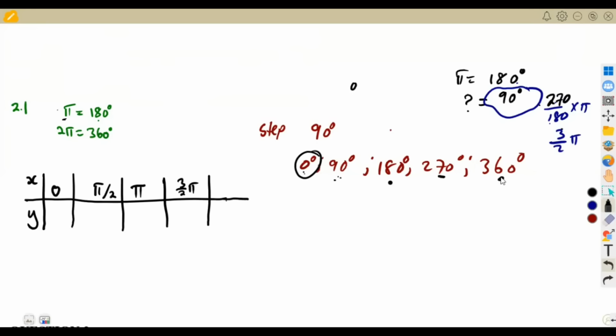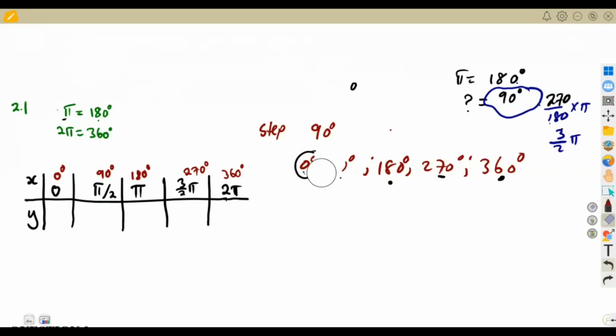Then we move on to 360 degrees, which is equal to 2 pi. So this one, we already know that this is 2 pi. So that is the interval that we're going to consider from 0 to 2 pi, in radians, which are the same angles that we are used to in degrees: 0 degrees, 90 degrees, pi, which is 180 degrees, 3/2 pi, which is 270 degrees, and this being 360 degrees.